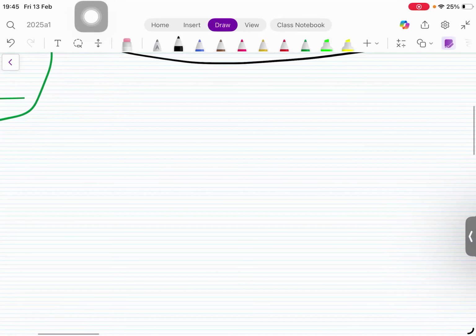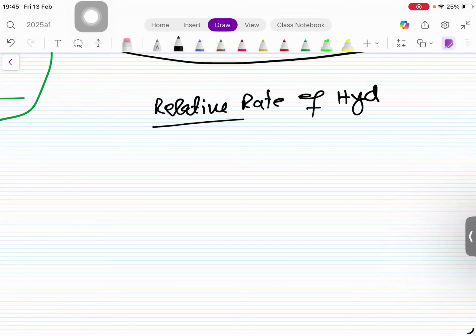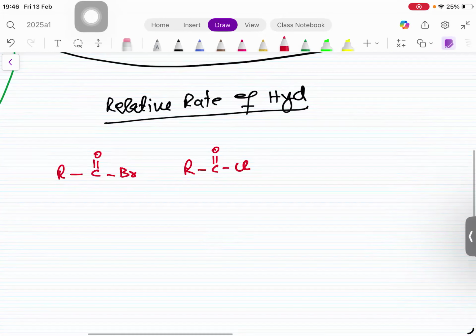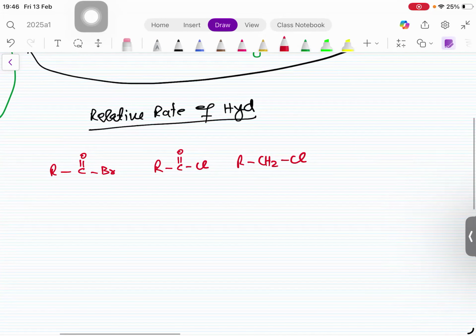So now let's compare the relative rate of hydrolysis. Relative rate means relative speed of hydrolysis. Of which? RCOBr, RCOCl, RCH2Cl, and C6H5Cl.